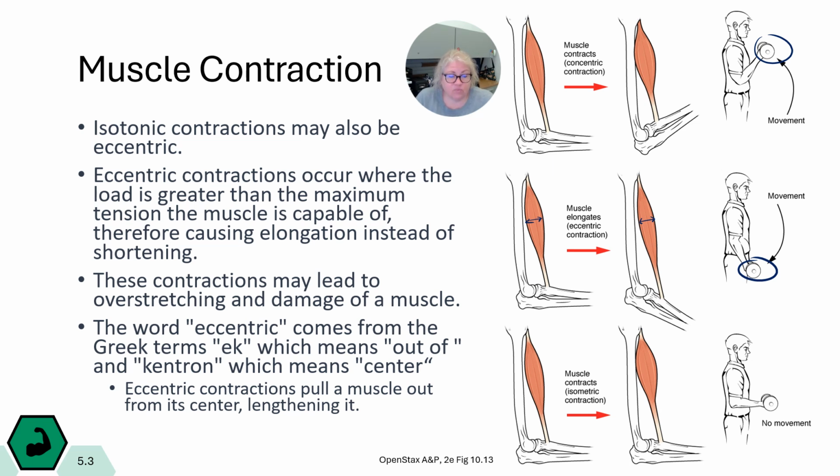However, with that elongation, if it elongates too much, it can overstretch and damage the muscle. Because remember, we talked about sarcomeres. If you overstretch, then you can't get that grip between the actin and the myosin, and that can cause damage to the muscle. The word eccentric comes from Greek terms ek, which means out of, and kentron, which has the same centric as the previous word, which means center. Both meant center, but out from the center. So we're moving out, away from the center with an eccentric contraction. So eccentric contractions pull a muscle out from its center, lengthening it.